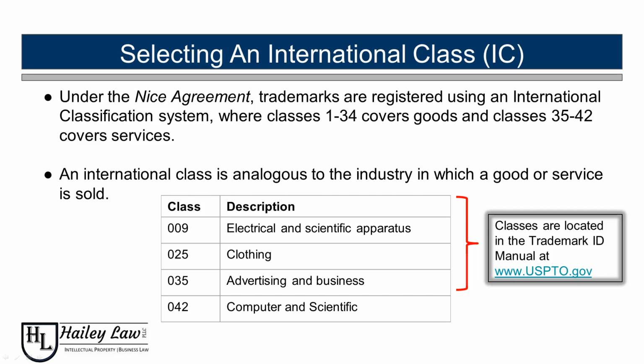Selecting an international class. When filing a trademark application with the United States Patent and Trademark Office, you have to select a class in which the mark is filed. A class operates like the industry in which the mark is being used. For example, if a person is selling the goods, a t-shirt, that will fall under class 25. The Trademark ID Manual provides a list of classes covering goods and services.